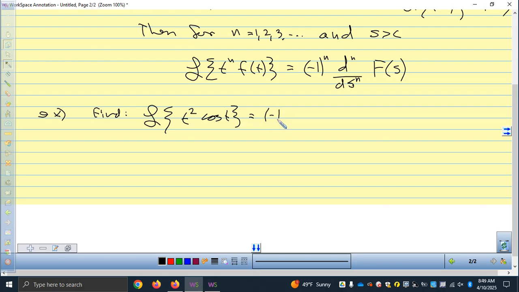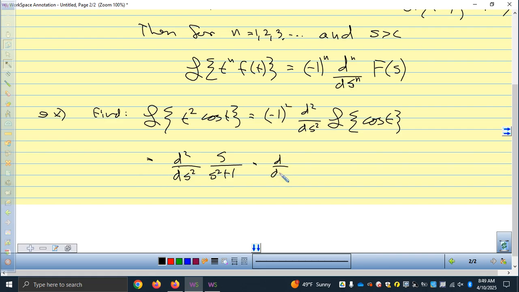So this is going to be (-1) squared times the second derivative with respect to s of the Laplace transform of cosine of t, which is equal to the second derivative of s over s squared plus 1. I think we can probably visualize why finding these derivatives is a thing. Almost all of our Laplace transforms are some kind of fraction, so we have to use the quotient rule, and here we have two derivatives to take. After our first derivative, using the quotient rule, we get negative s squared plus 1 over s squared plus 1 squared.